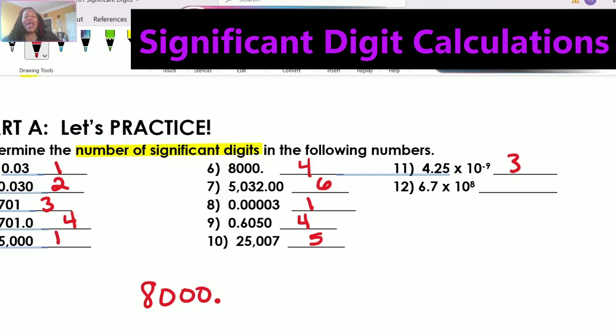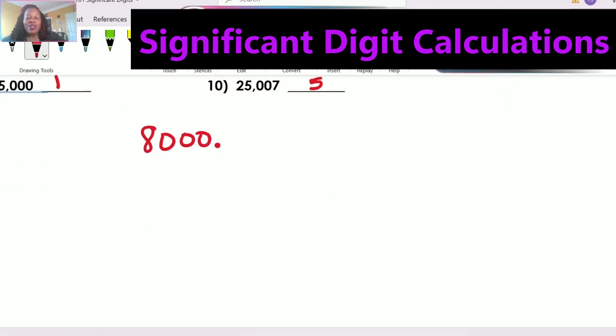Okay. And then the last one, 6.7 times 10 to the 8th. Excellent. Y'all did it. Everybody pretty much got 100 on this quiz. Congratulations. Now, let's go ahead and get into these other rules.